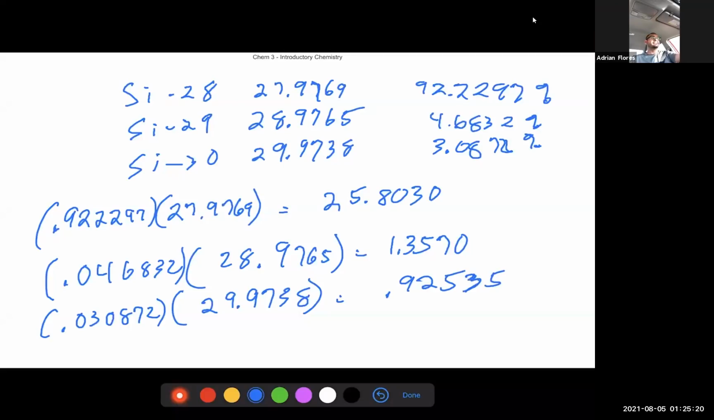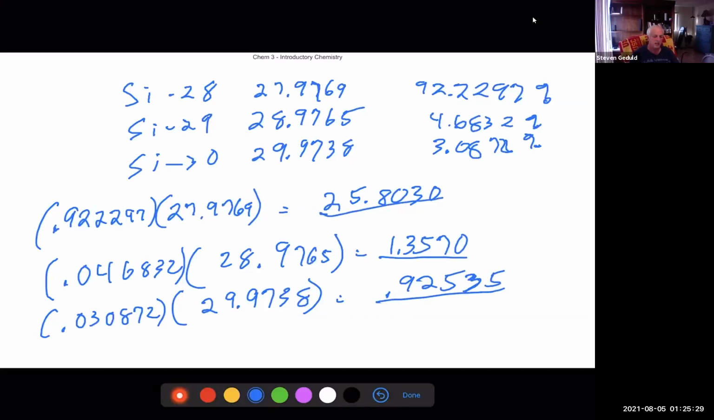So there are the values, the mass of each one. The average atomic mass is the sum of those three numbers: 25.8030 plus 1.3570 plus 0.92535. That comes out to 28.0854, good to 4 places past the decimal.